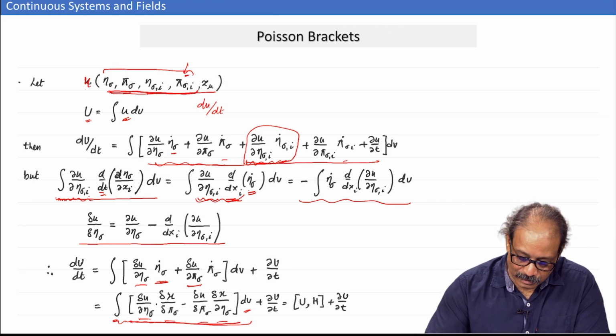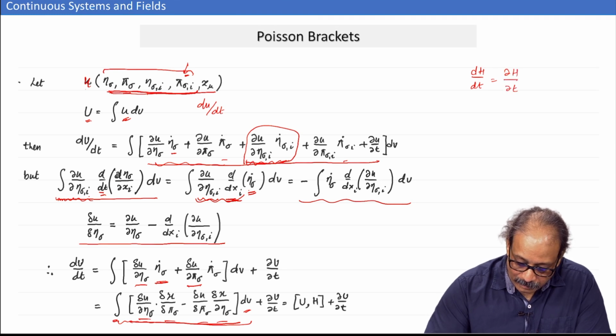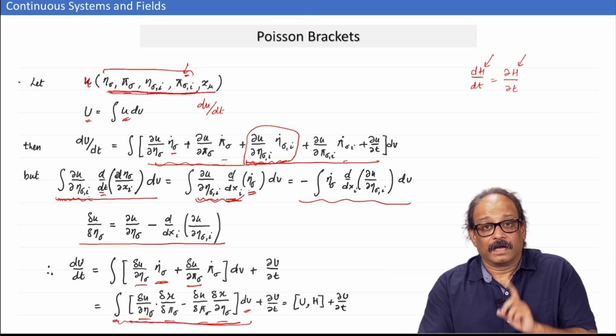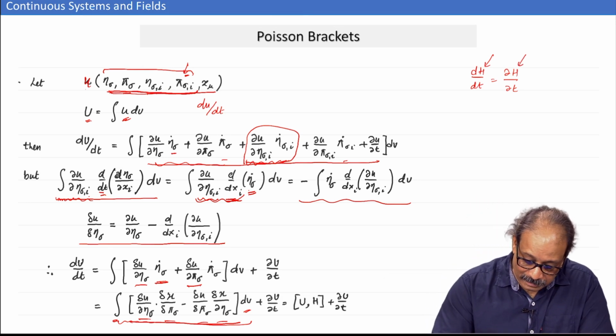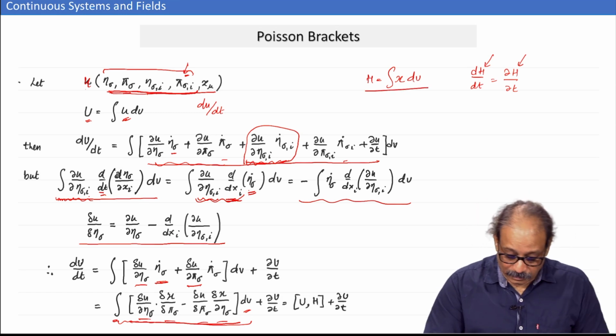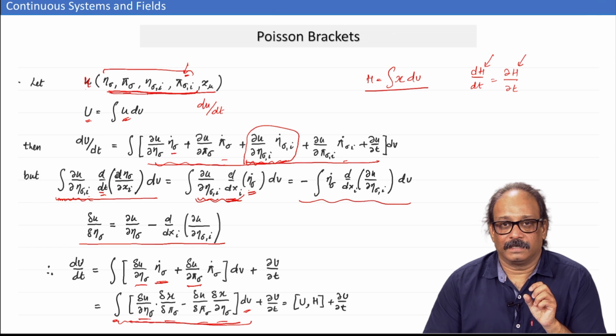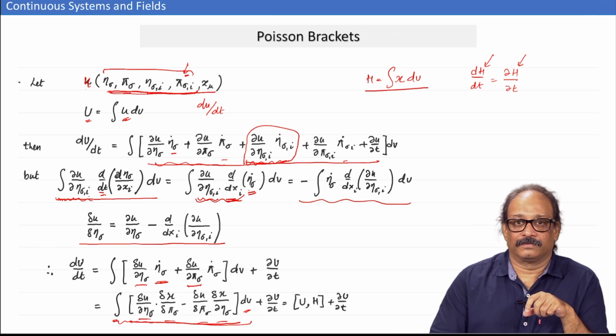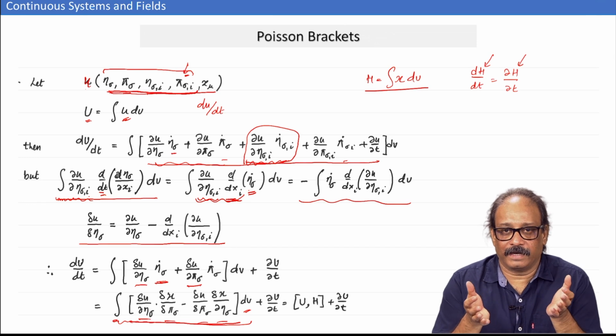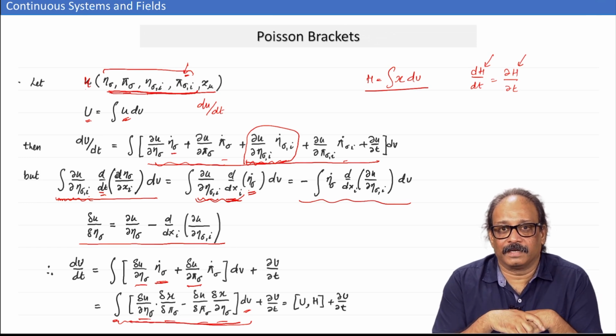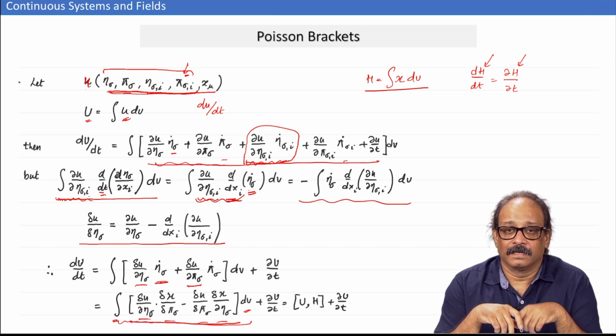And this also immediately gives you the equation that we were looking for, which was dH by dt equal to del H by del t. Here remember, this is the total Hamiltonian and not the Hamiltonian density, because capital H we are going to integrate, Hamiltonian density times dV. Okay. Fine. So everything now fits, and you get equations which are exactly similar to what you would get from the discrete systems.